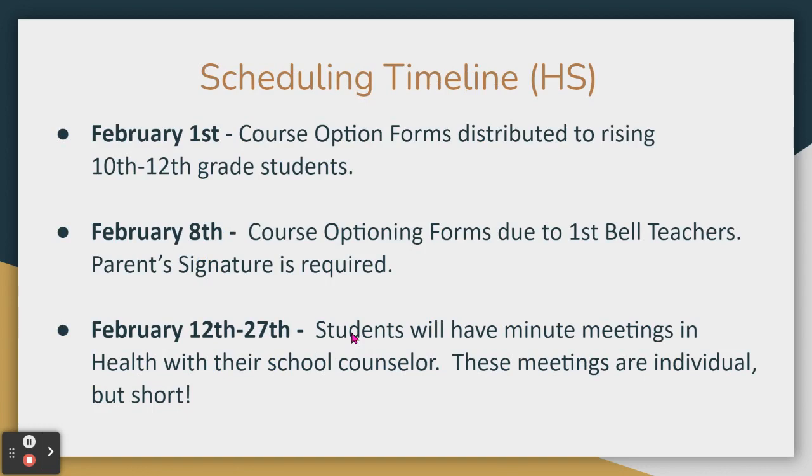For our timeline, optioning sheets will be distributed to rising 10th and 12th grade students on February 1st. On February 8th, these optioning sheets will be due to your first bell teachers with a parent signature included. And then throughout the final weeks of February, we will be having minute meetings for current high school students with your English teachers. For middle school students, those meetings will occur with your health teacher. These meetings are individual but short.